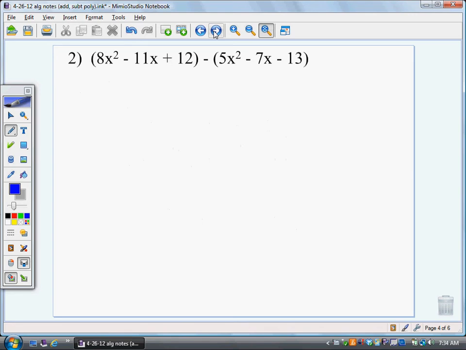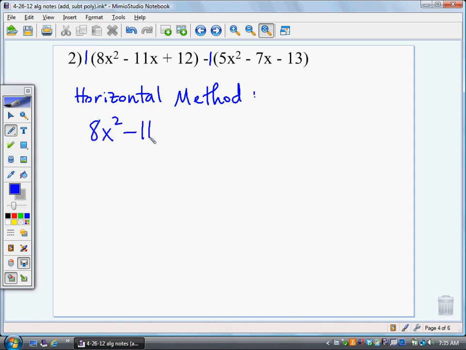Now in a subtraction problem, this time when you get rid of your parentheses and you distribute, that's a positive 1 there, but there that's a negative 1. So if I do the horizontal method, and I get rid of the parentheses, I would have 8x squared minus 11x plus 12, and then we have negative 5x squared plus 7x plus 13. And then we'll do the exact same thing that we did for addition now.